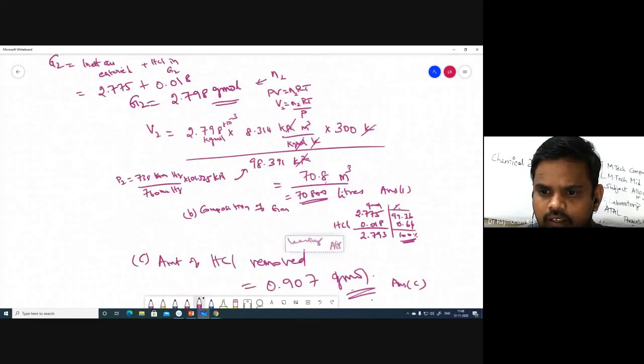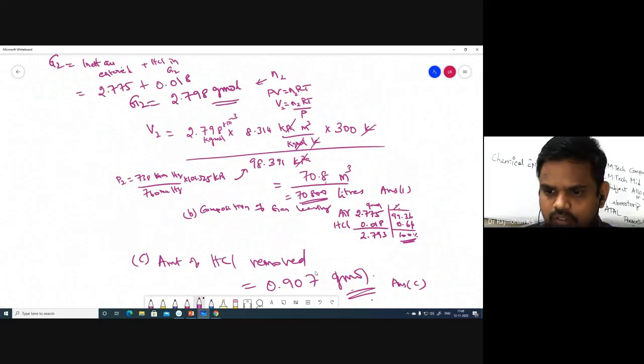So we have calculated the answer for all the parts. Okay, so the amount of HCl removed is 0.907 gram moles. Composition is 99.36% gas, air, and HCl is 0.64%. Okay.